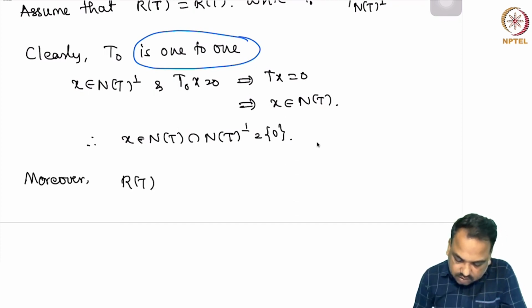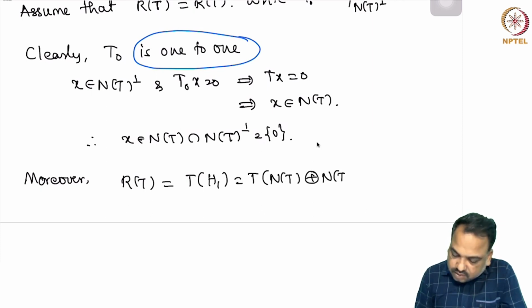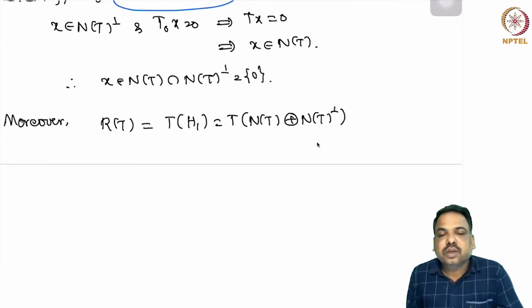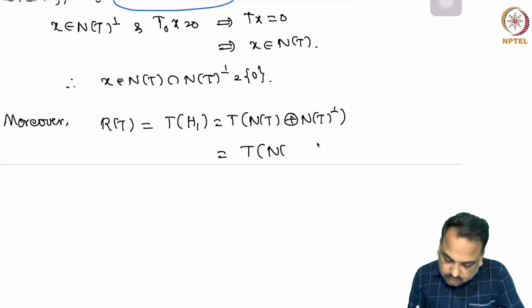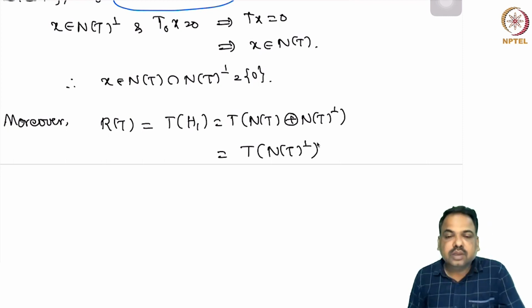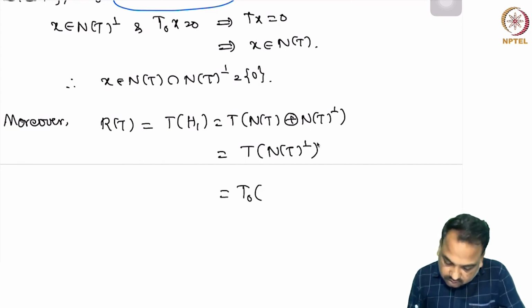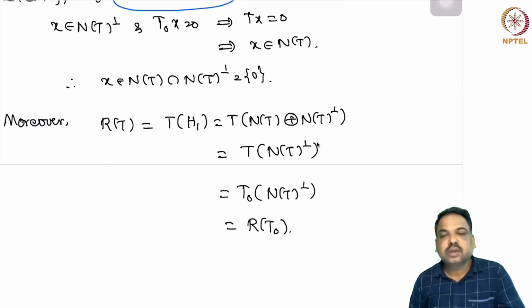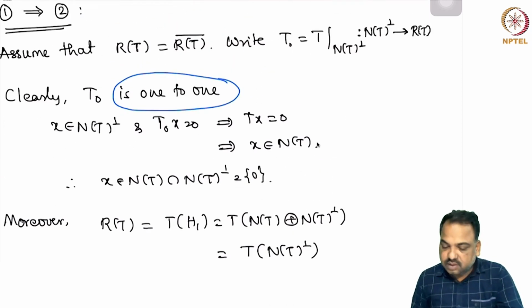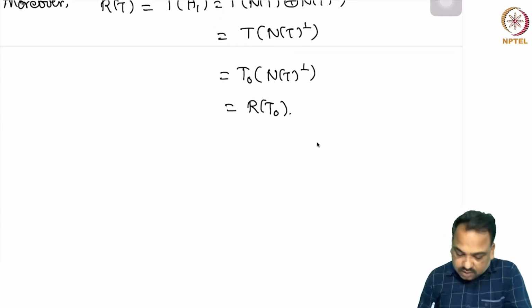And in fact, range of T naught is range of T, which is nothing but T of H1. This is T of null space of T direct sum null space of T perp, but under T null space of T goes to 0, and this is nothing but T of null space of T perp. So this is nothing but T naught of null space of T perp, which is range of T naught. So range of T and range of T naught are the same. Since range of T is closed, range of T naught is also closed. So now T naught is a bijection.